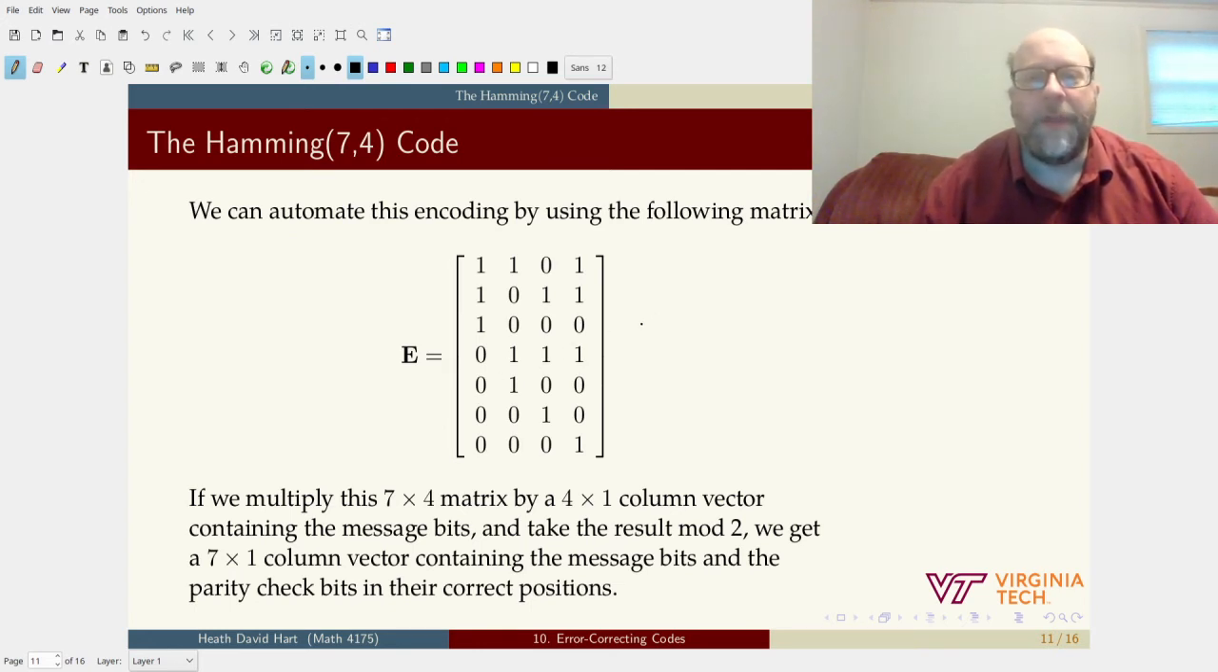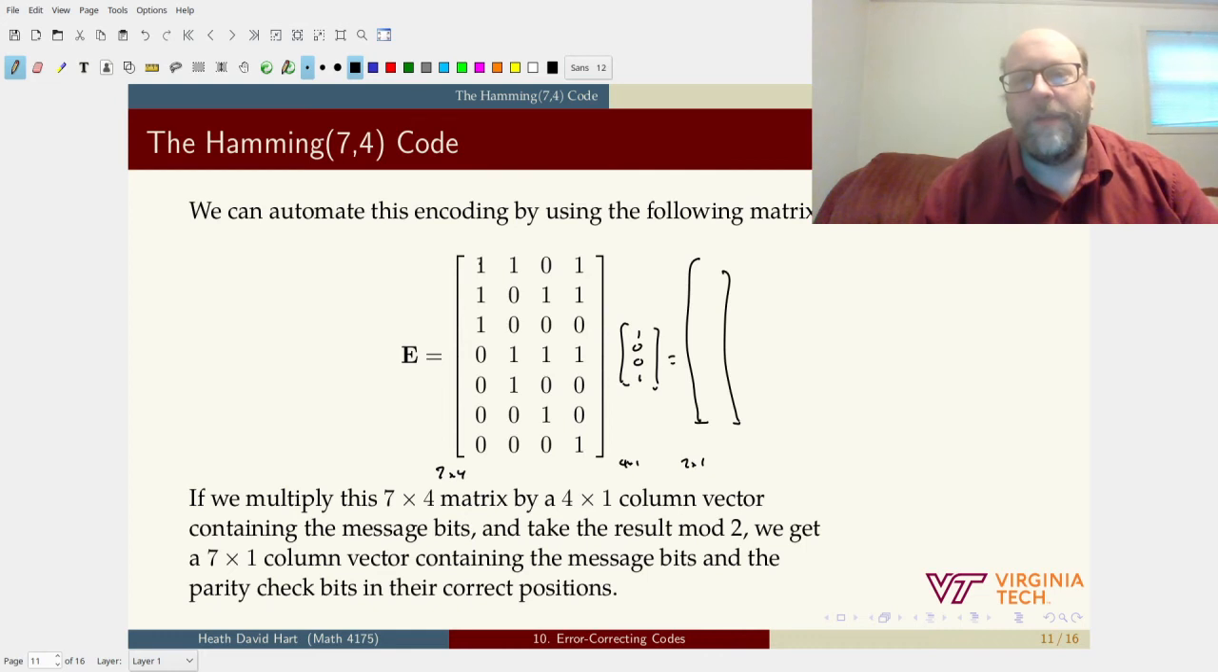But there's a matrix here that if we take this and we multiply it by, so this is a 7 by 4 matrix, 7 rows and 4 columns. So if we multiply it by a 4 by 1 matrix, in this case is 1001, what we will end up getting is a 7 by 1 matrix. And that will be the encoded version of what we want.